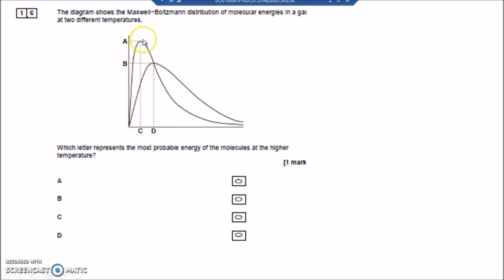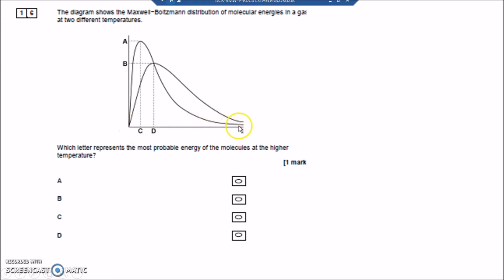Question 16. I've got a Maxwell-Boltzmann distribution of molecular energies. The higher peak curve is at a lower energy because the most probable energy, C, at the lower energy means that the particles on the whole have got less energy than in the higher temperature curve. The reason the peak is lower in the higher temperature curve is because there's more particles with more energy, and so the line goes higher towards the high energy end.